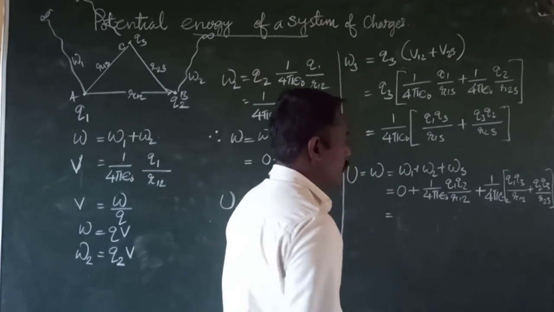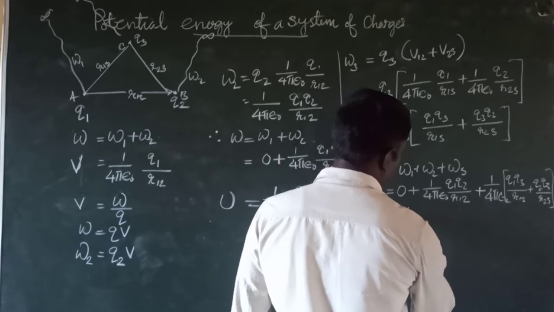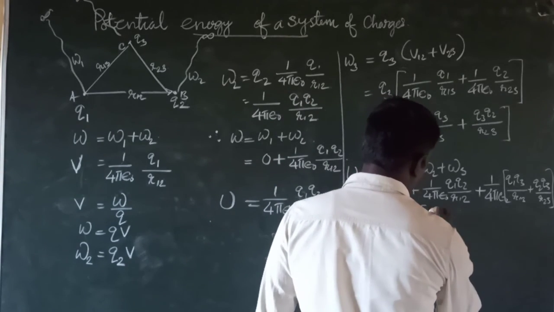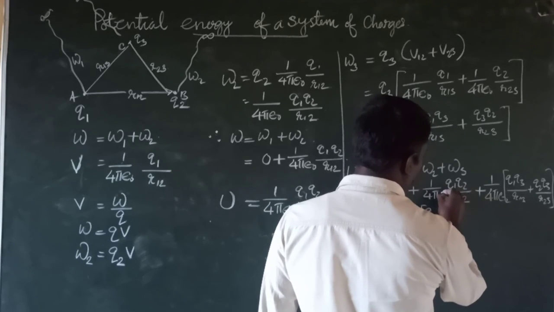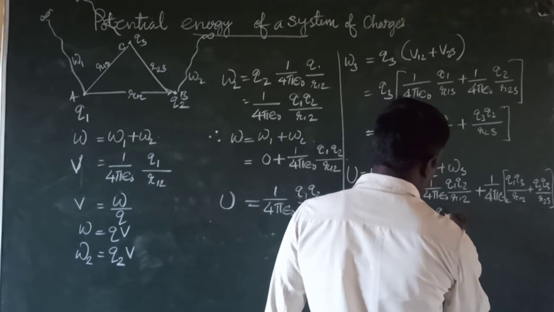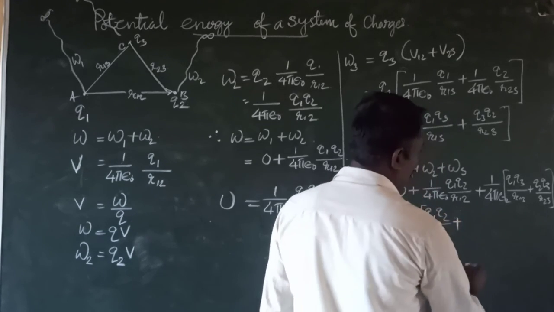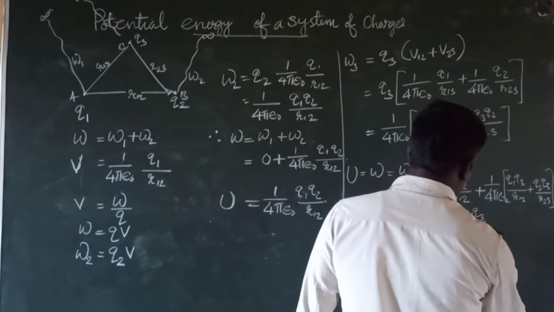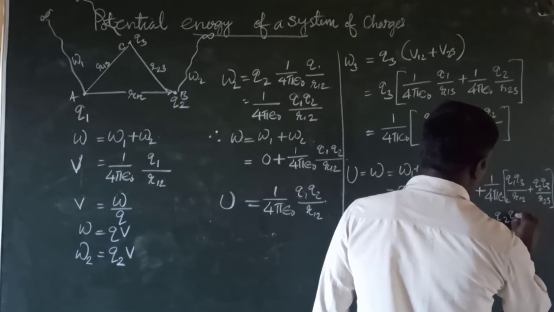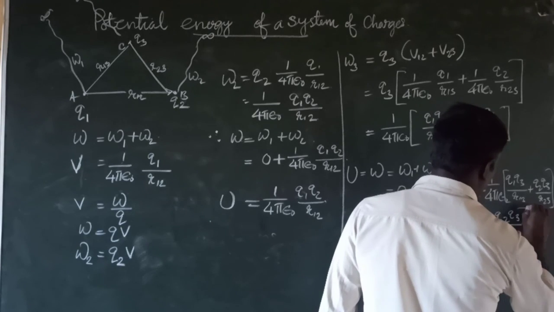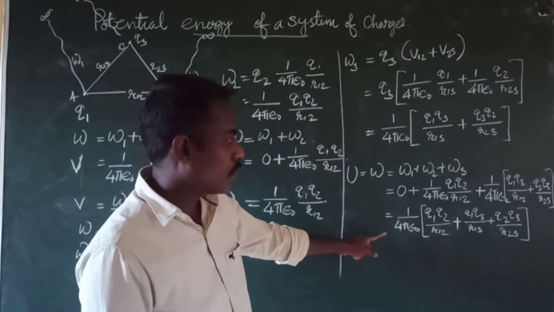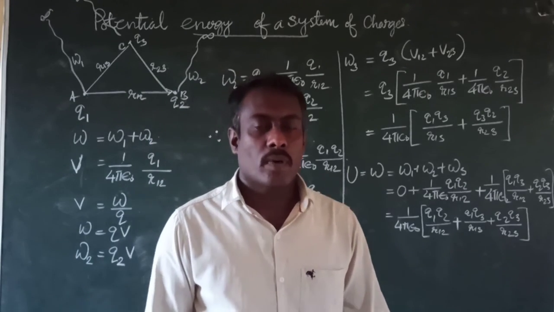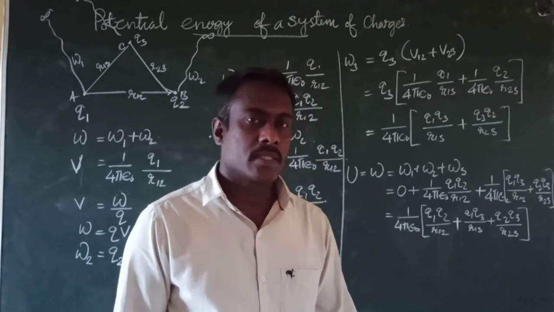Then the total work done will be 0 plus, with 1 by 4 pi epsilon 0 taken as common, Q1 into Q2 divided by R12 plus Q1 into Q3 divided by R13 plus Q2 into Q3 divided by R23. And this is the total potential energy of a system of 3 charges. That is the total work done for bringing these 3 charges into the system.